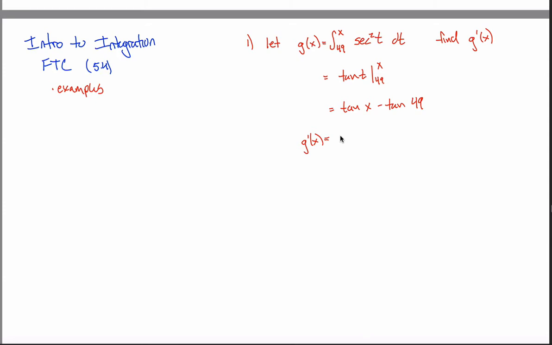So all I got to do is take the derivative of tangent of x. Maybe you remember from Calculus 1 that the derivative of tangent of x is secant squared x. Minus 0 if you want, for the derivative of tangent of 49. What I'm saying is g prime of x is just secant squared x. So the answer to this question is secant squared x. Yeah, I knew that was the answer from the very start.